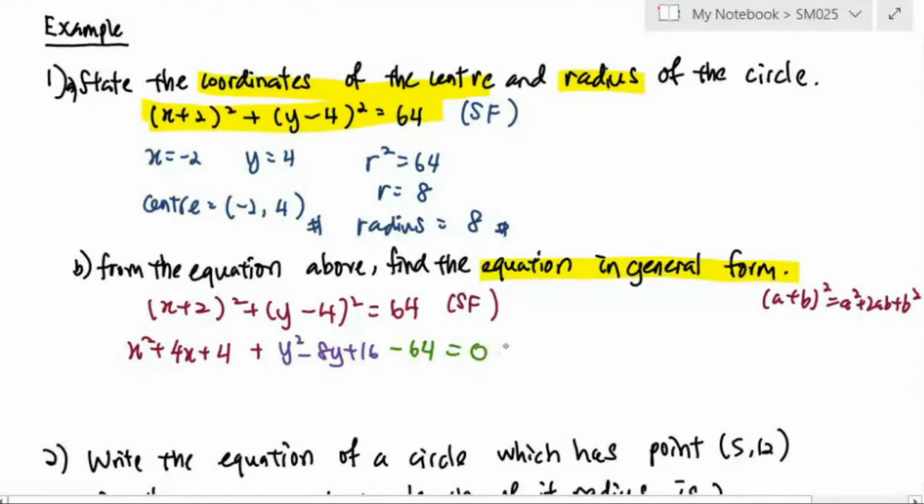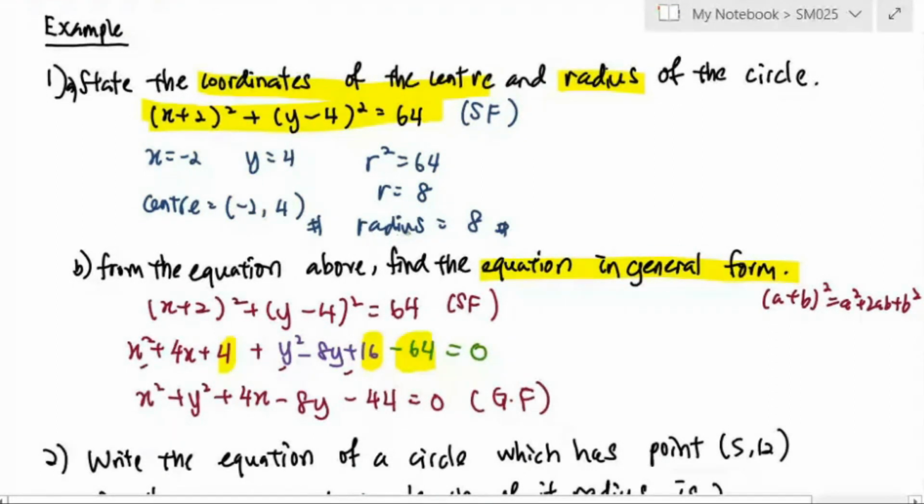Then, last step, we are going to rearrange everything, starting with X squared, continuing with Y squared. So this one is done, then something X for X, 4X, and something Y here, -8Y. Then what is our constant? Our constant here will be 4 plus 16 minus 64, so it will be negative 44 equals 0. So this is our general form.